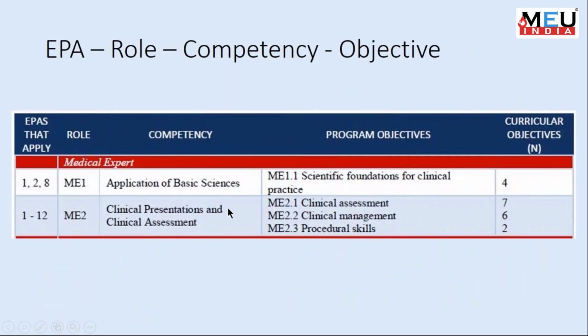So there is a continuum, starting from EPA, that is entrustable professional activity, to the roles, to the competency and objective. And you can see, like our competency table, it is also being translated. Over here we can see medical expert, ME1, then program objectives, ME 1.1, and then curricular objectives, that is number 4, or there are four different types of curricular objectives. That is how the micro planning is being done.